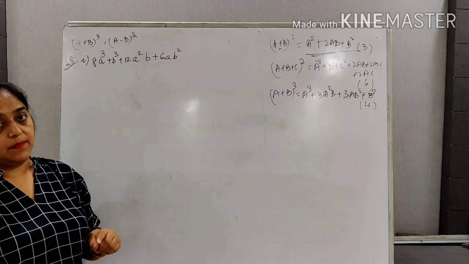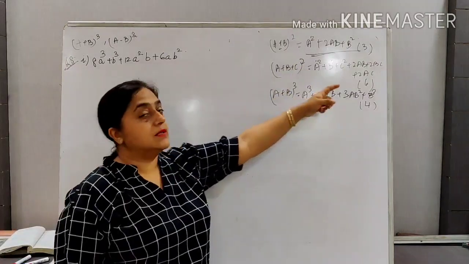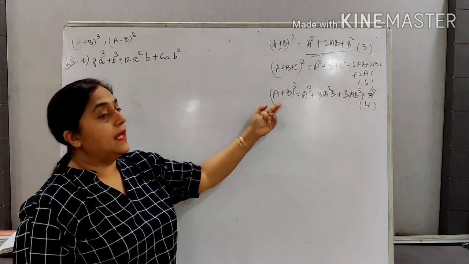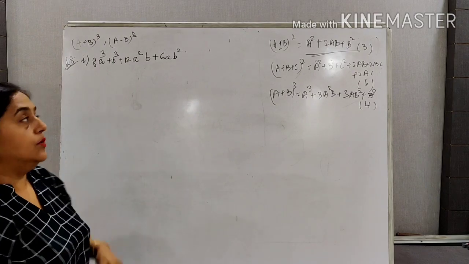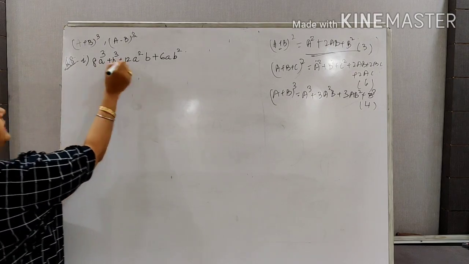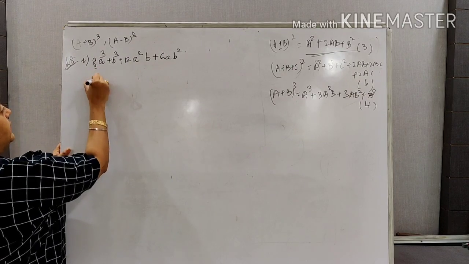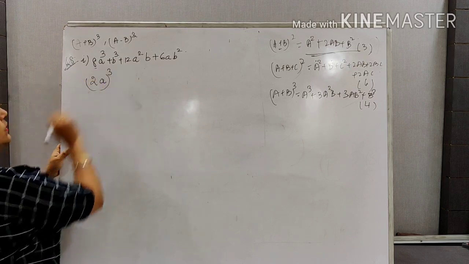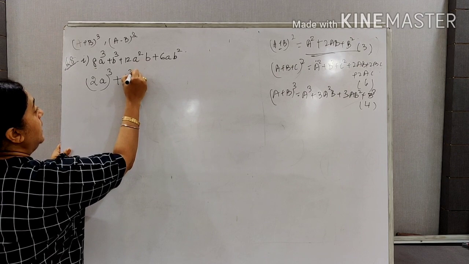First of all, a plus b whole square has 3 terms. A plus b plus c whole square has 6 terms and contains the square terms only. But a plus b whole cube contains 4 terms, and out of these 4, 2 terms are cubes. So let us make use of that identity. 8 can be written as 2 cube, so together they can be written as 2a whole cube. Got it? And let b cube be b cube only.